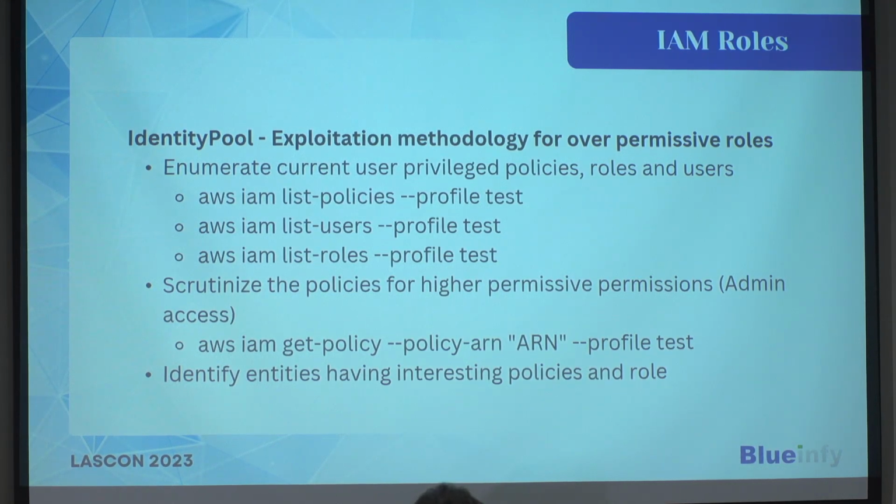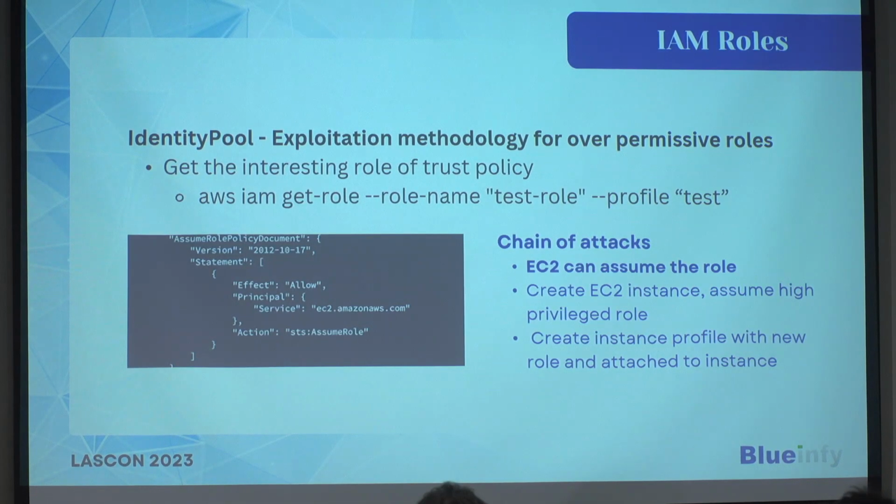Once you get the list of roles, try to identify which is a highly permissive admin role, because to get the account you need to be an admin. So you get the policy of that particular highly permissive role, and then, for example, here you are looking at that this particular role has a permission where EC2 can assume this role.